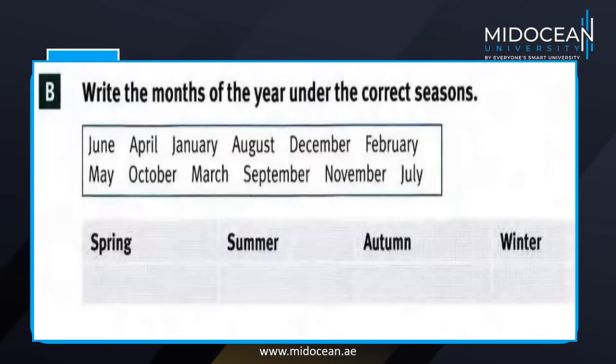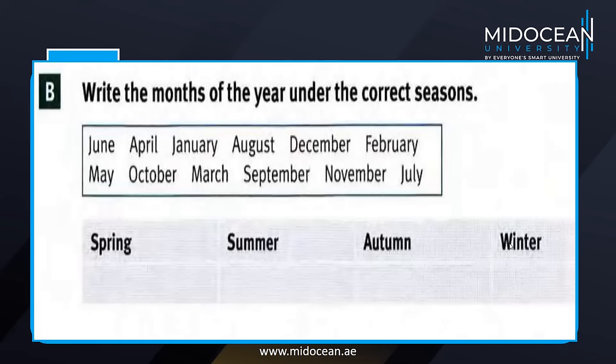Exercise B: write the months of the year under the correct seasons. We want to write the months of the year under their seasons. As you see on the screen, we have spring, summer, autumn, which in American English is also called fall, and winter.